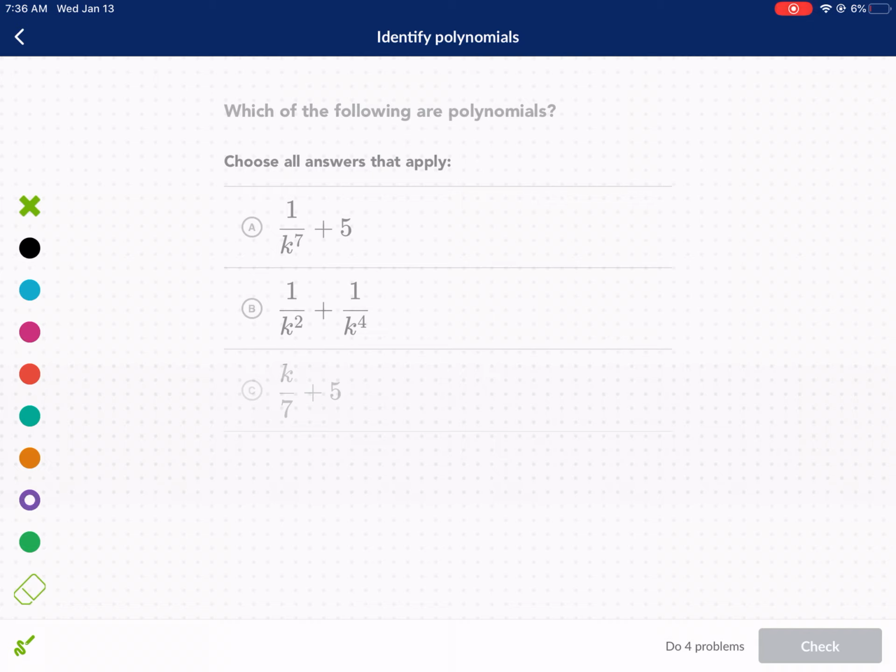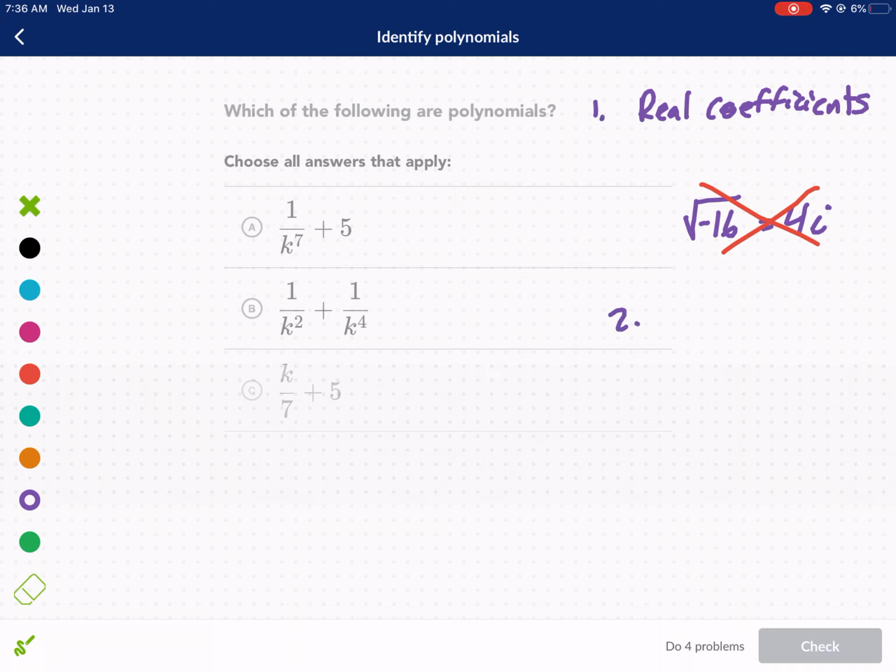Now, one of the conditions of a polynomial is that it needs to have a real coefficient. That means there's no imaginary numbers. So if you see anything in front of variables like the square root of negative 16, which is the same thing as 4i, that is not allowed in a polynomial. So that is the first condition of a polynomial.